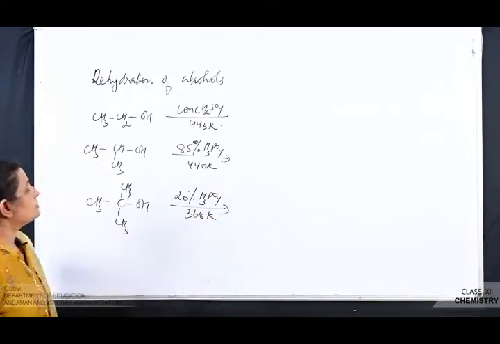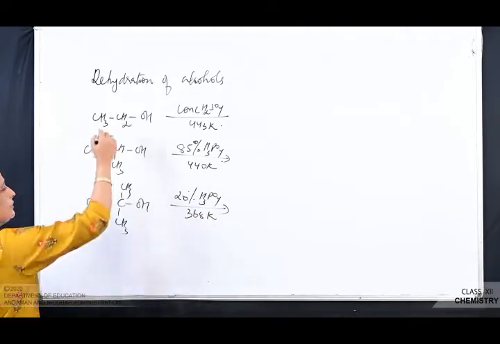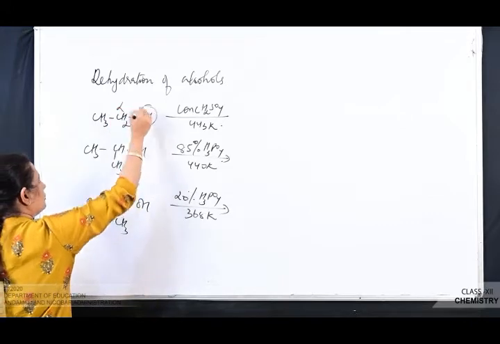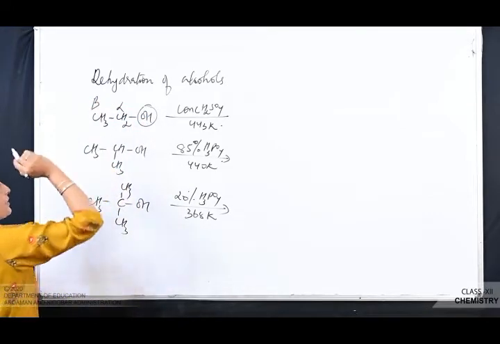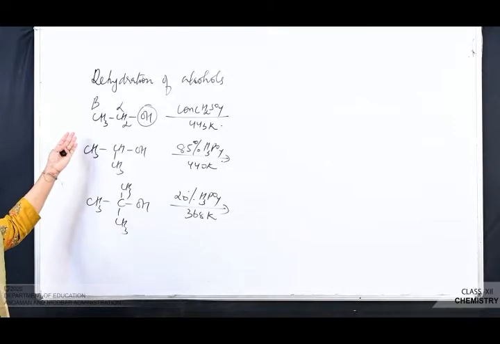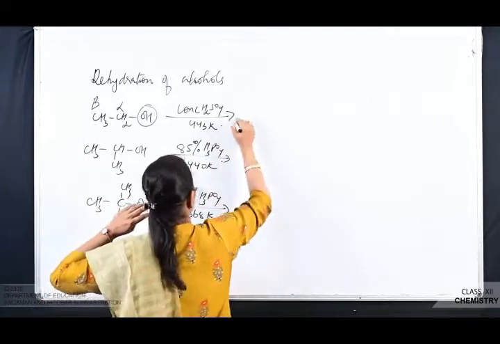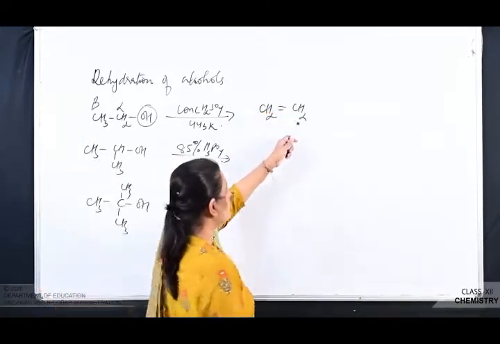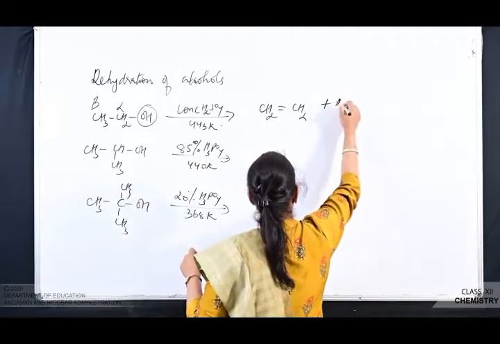Okay. So, dehydration of alcohol, from the alpha carbon atom OH will go and from the beta carbon atom hydrogen is eliminated. So, it is also a beta elimination. So, what will be the product? So, getting CH2 double bond CH2 plus H2O, that means we are getting an alkene.